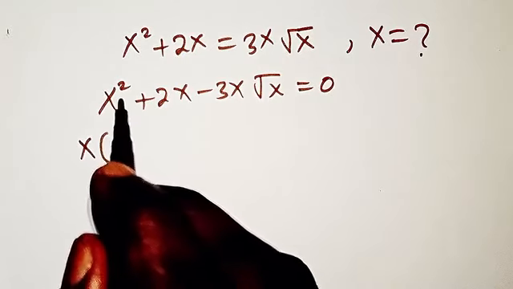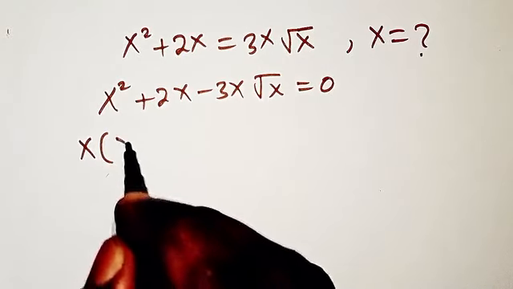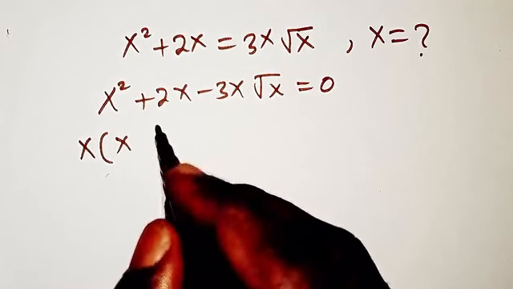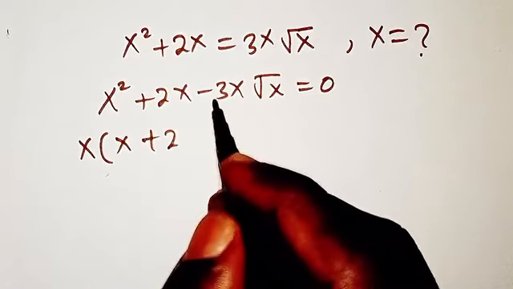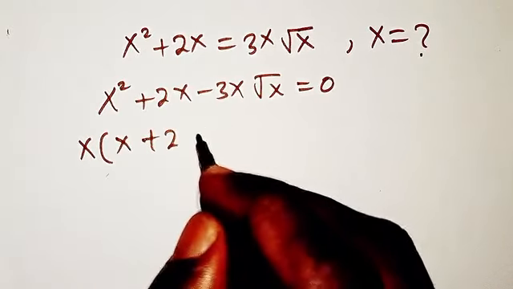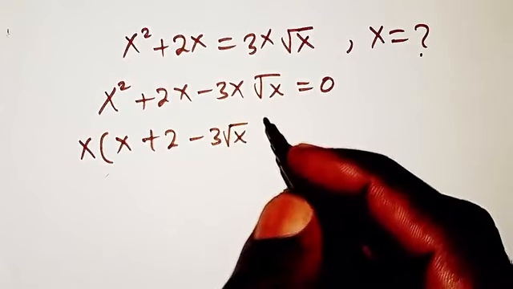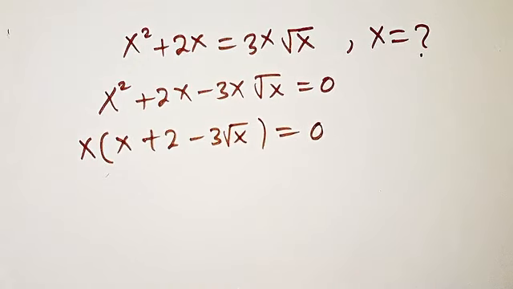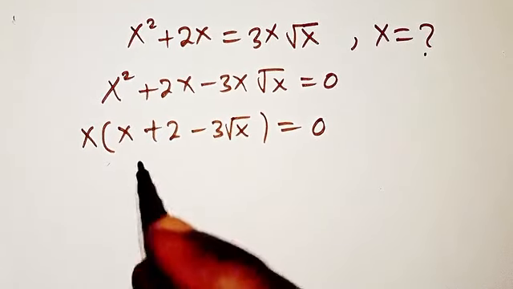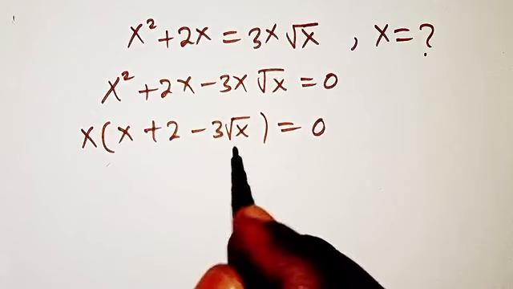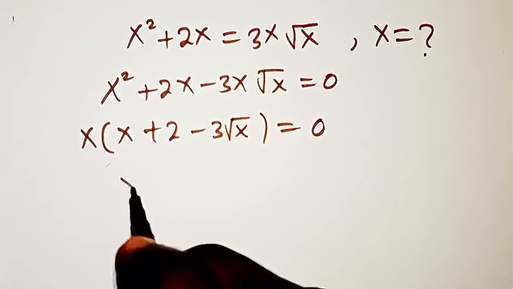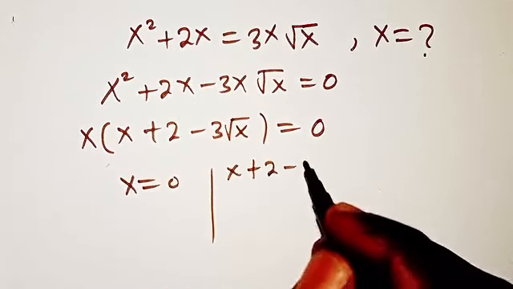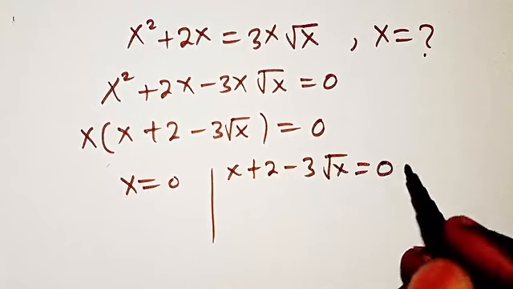So x is common. If I divide through by x here, we're going to have x. 2x divided by x, we're going to have plus 2, right? Then minus 3x root x divided by x, we're going to have minus 3 root x, right? Then equals 0. So now from there, what's the next thing to do? So we can see that this is a zero form equation. So it's either x equals 0 or we have x plus 2 minus 3 root x equal to 0.